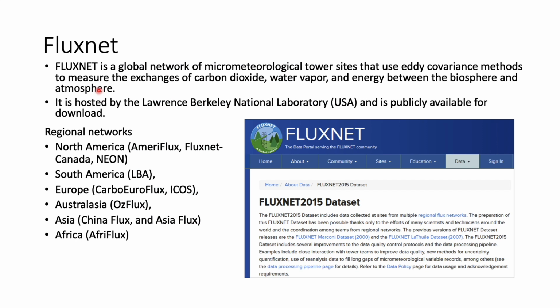FLUXNET is a global network of micrometeorological tower sites that use the eddy covariance method to measure the exchange of carbon dioxide, water vapor and energy between the biosphere and the atmosphere. It is hosted by the Lawrence Berkeley National Laboratory, and it is available for download by anybody. There are also regional networks. So using this, we can easily understand how the CO2 is getting exchanged.